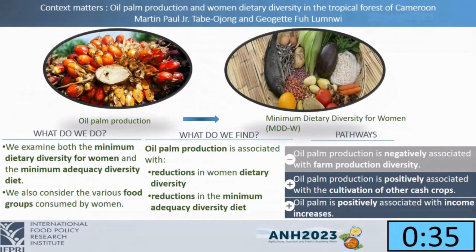And we did several regressions, and we were able to show that oil palm production is associated with increased income, which does not necessarily translate to an improvement in the dietary diversity for women, probably due to the fact that they have low autonomy and control over farm income. And we also show a negative relationship between oil palm production and the production of other food crops, which is an important determinant of food consumption and dietary diversity. So we welcome you to our poster viewing for all your inquiries. Thank you.